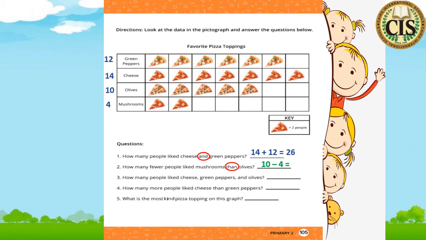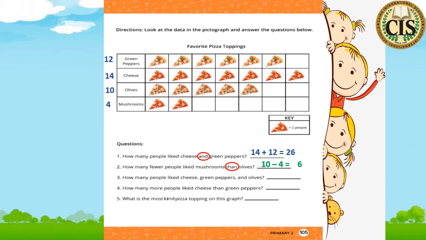10 minus 4 equals what? Count from the small number to the big number. After 4: 5, 6, 7, 8, 9, 10. How many fingers do we have? 6. So the result will be 6.